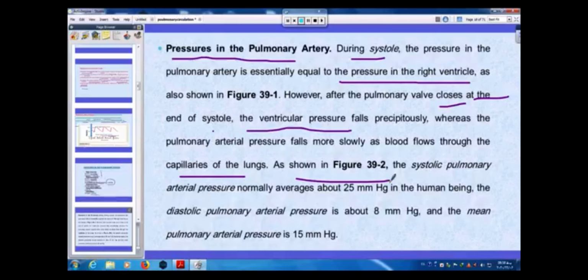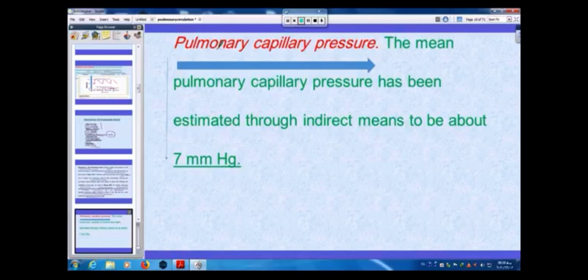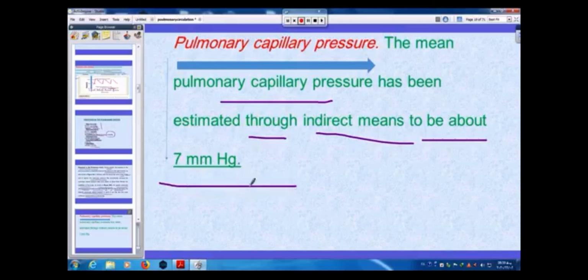As shown in the figure, the systolic pulmonary arterial pressure normally averages about 25 mm mercury in the human being. The diastolic pulmonary artery pressure is about 8 mm mercury, and the mean pulmonary pressure is 15 mm mercury. The mean pulmonary capillary pressure in the lung circulation has been estimated through indirect means to be about 7 mm mercury.